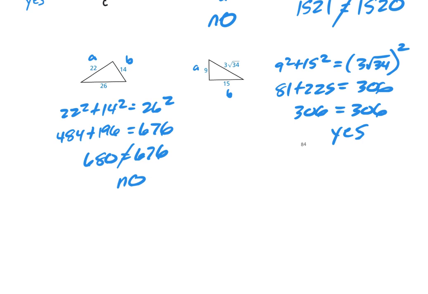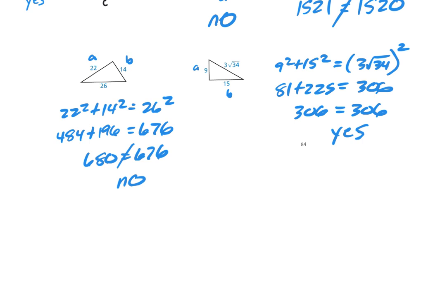So over here, we get 81 plus 225. Those two are pretty straightforward. Get 306. Over here, this is the part that's a little bit tricky because of the 3 radical 34, but the two sides do get equal to one another, and so we would say yes, this is a right triangle.